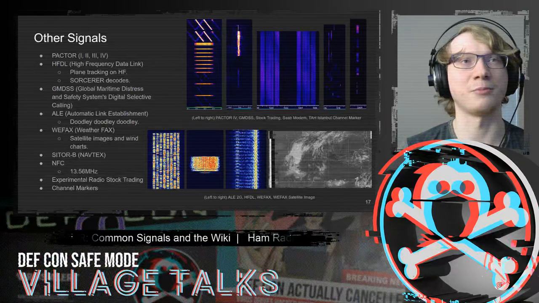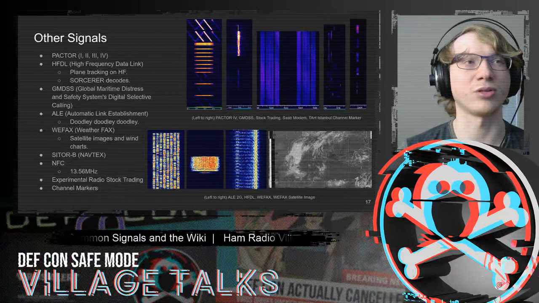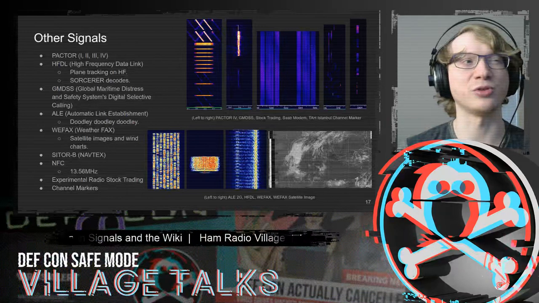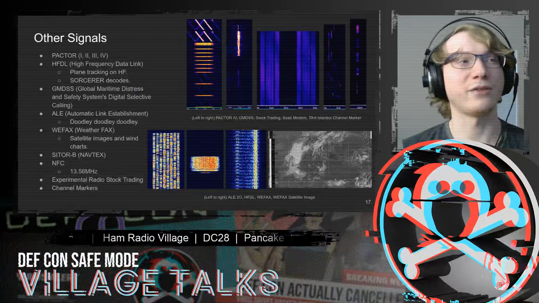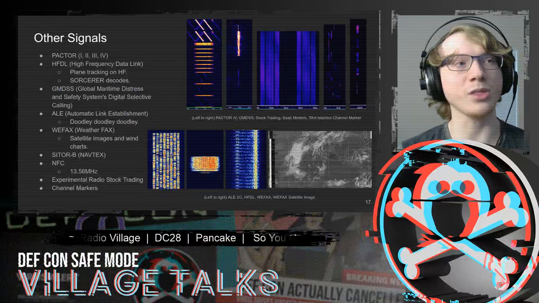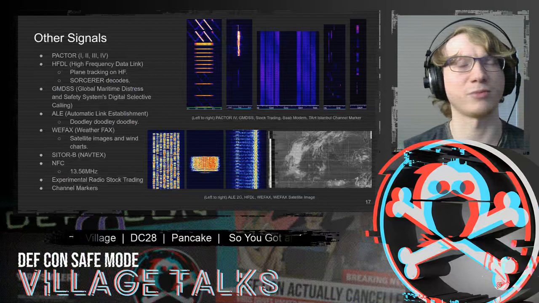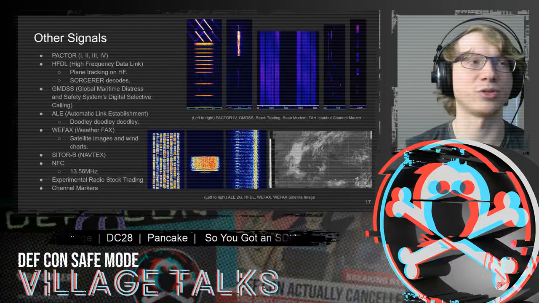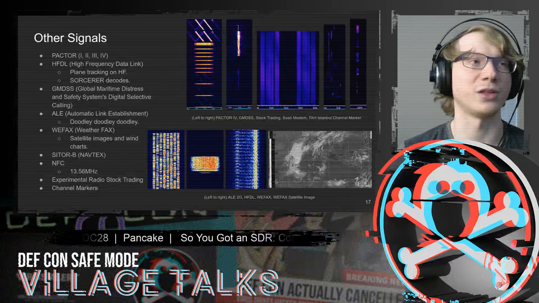You can get maritime notifications, which the ones I receive are usually, hey, Russia's doing a missile test in this area, don't take your boat out there. That's interesting. NFC is also technically an HF signal, and you'll find that at 13.56 megahertz, if you can receive it, because it only goes a couple feet.